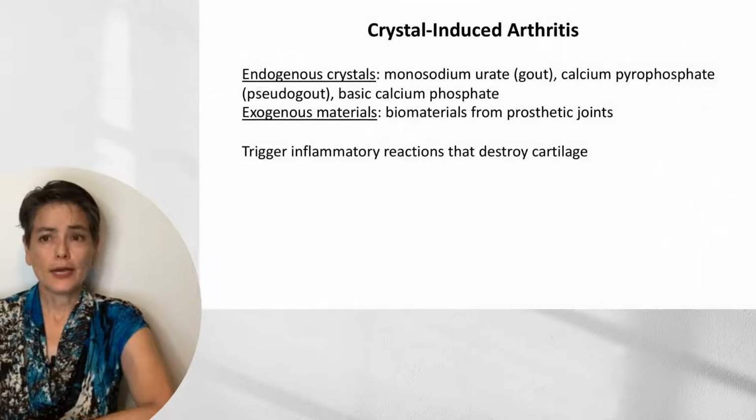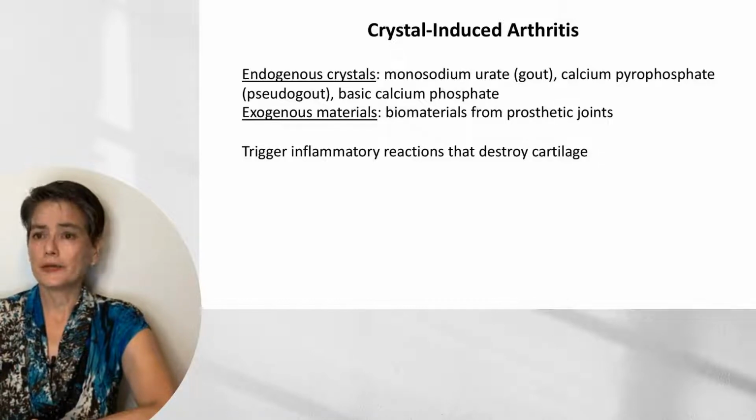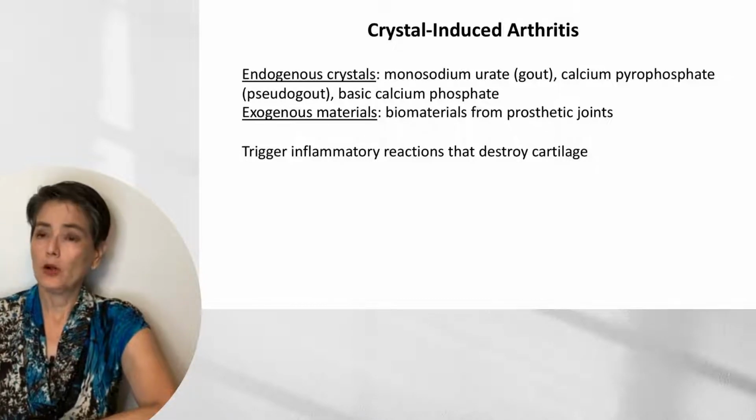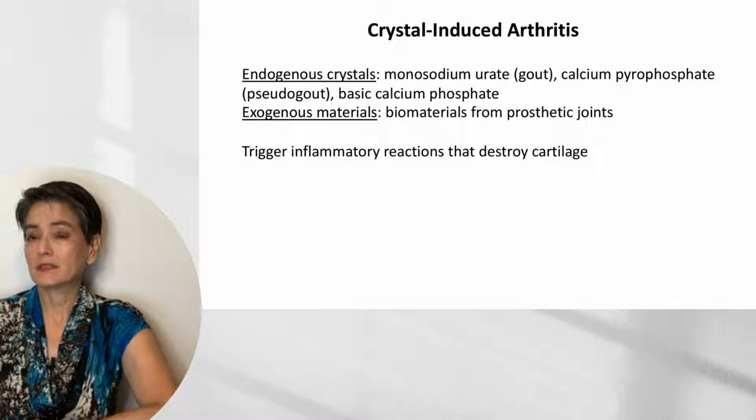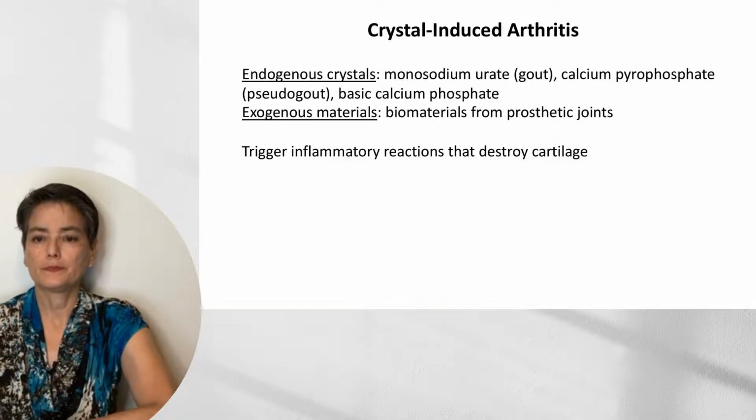Now, gout and pseudogout are some of the crystal-induced arthritides, which can be due to either endogenous crystals or exogenous materials. Endogenous crystals include monosodium urate in gout, calcium pyrophosphate in pseudogout, and basic calcium phosphate. Just as a reminder, the terms urate and uric acid are synonymous. We can also get crystal-induced arthritis due to exogenous materials such as biomaterials from prosthetic joints. And in all of these cases, these trigger inflammatory reactions that destroy cartilage.